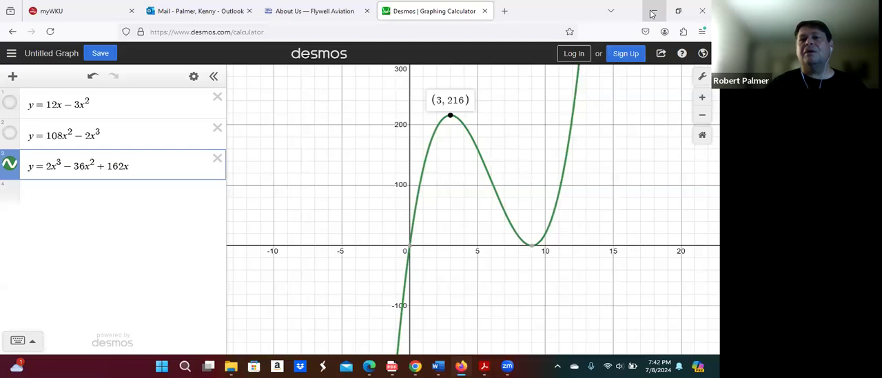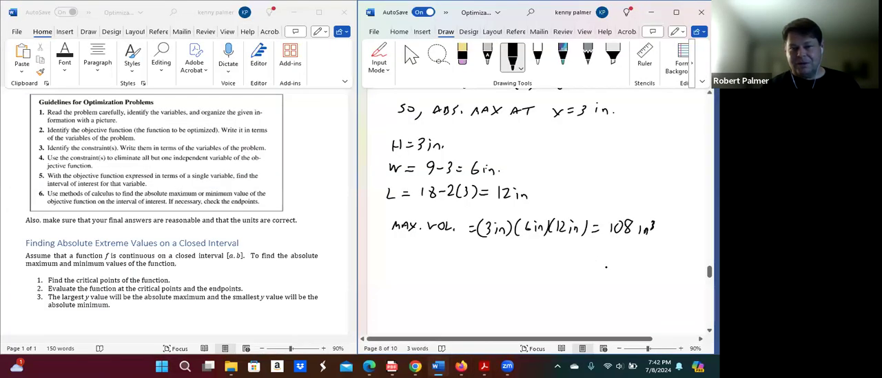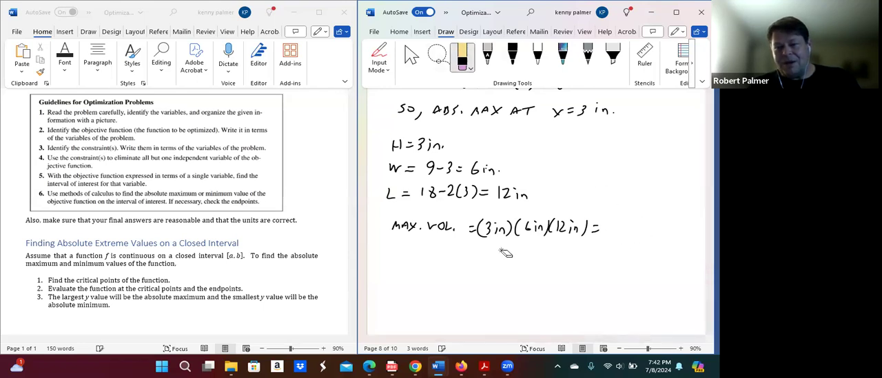Hang on a minute. So the 3 is right, but the 216, I must have calculated something wrong. Let me take a quick look. So it should be 216, not that. Oh, yeah, duh. Sorry about that. I added 3 and 6 instead of 3 times 6. So that should be 3 times 6. 3 times 6 times 12 is 216. Sorry about that. But it's always a good thing to check by graphing it to make sure we get that right. Let's take one more look at the graph.